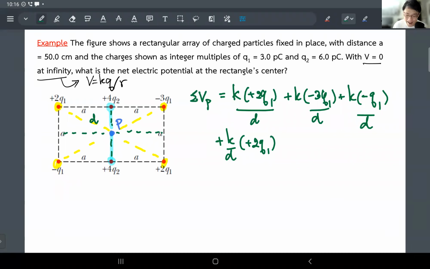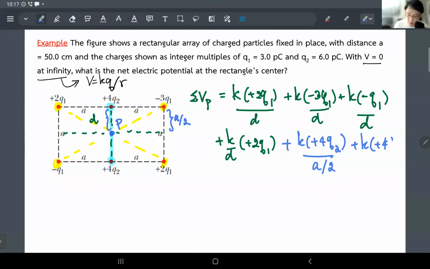All right, guys. Now you just have to add those two that I highlighted in blue. So you have K positive 4Q2 that's on the top, divided by the distance over there, which is just A over 2. Does that make sense? Just half this distance here is A over 2. Plus K positive 4Q2, divided by, also, A over 2. That's it. So this is just the summation of all contributions from the six particles.